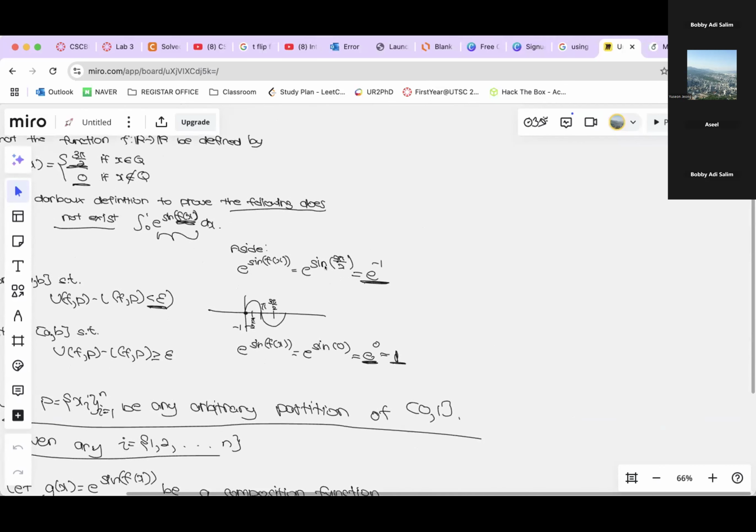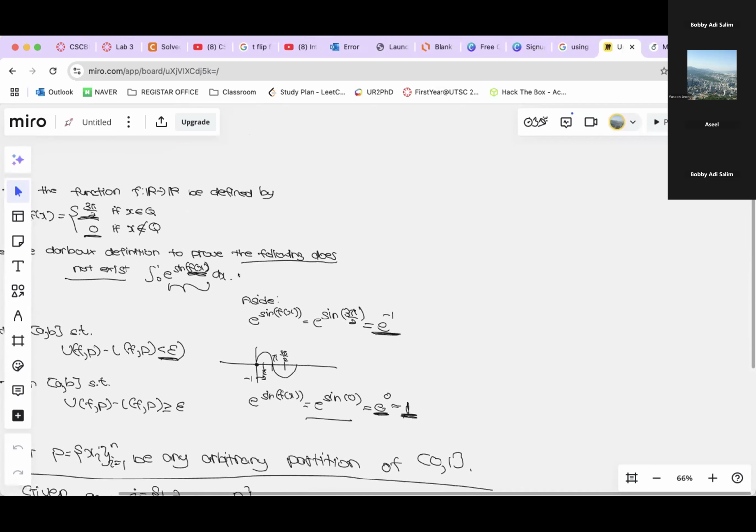As you can see in the side, I had e sine of 3 pi over 2 that I wrote in here for a purpose. And I had e sine of 0, e raised to 0, is equal to 1. And this was for the rational. This one was for the rational. And this was for the irrational portion.